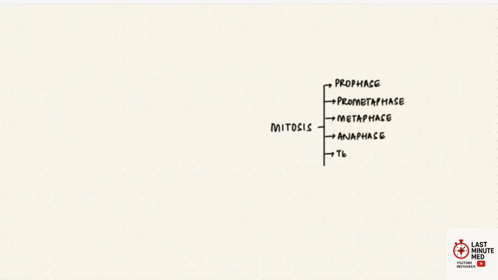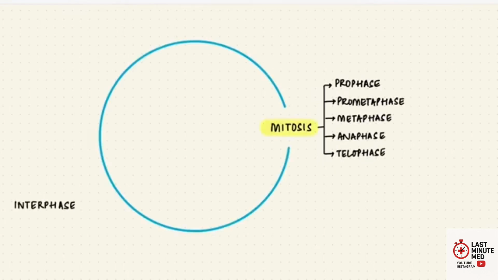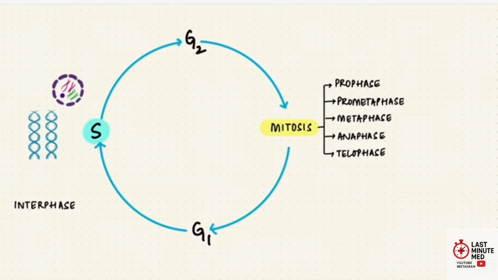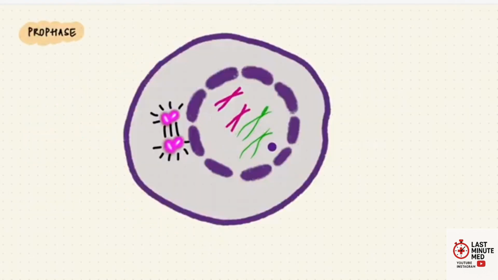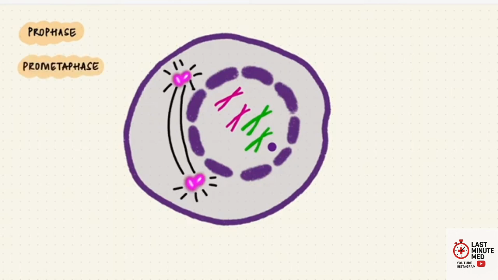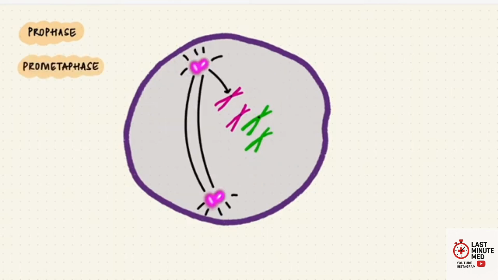First, let's go over the stages of mitosis. So mitosis has prophase, prometaphase, metaphase, anaphase, and telophase. And in between mitotic divisions, there is an interphase that has a G1, S, and a G2 phase in it. DNA replication happens in the S phase, where the chromosomes duplicate. During prophase, they condense. In prometaphase, the spindles destroy the nuclear membrane and attach to the centromeres of the now condensed and visible chromatids.